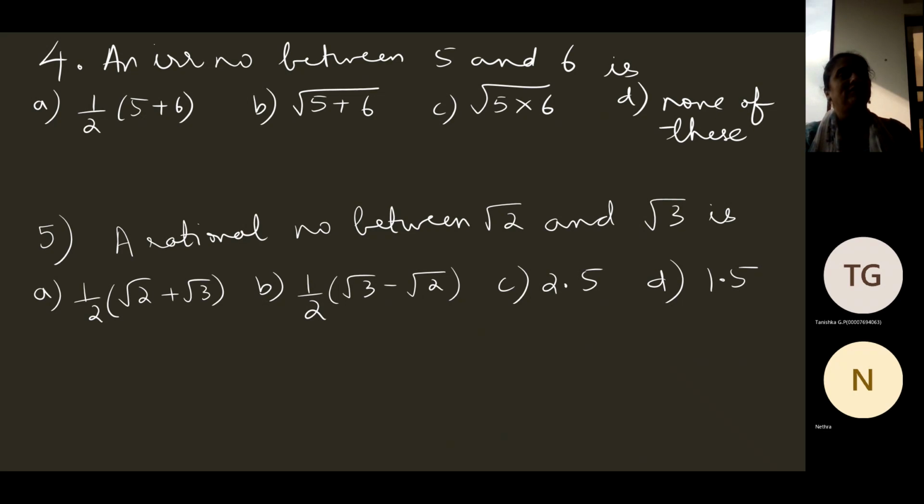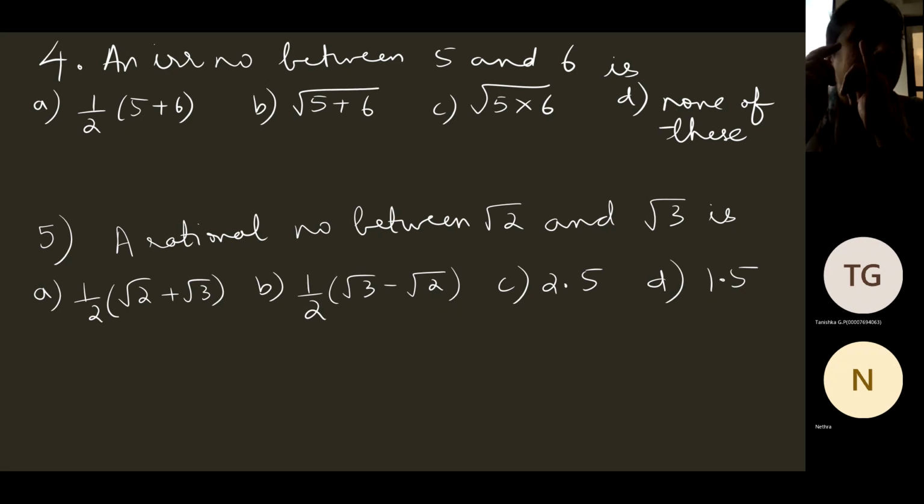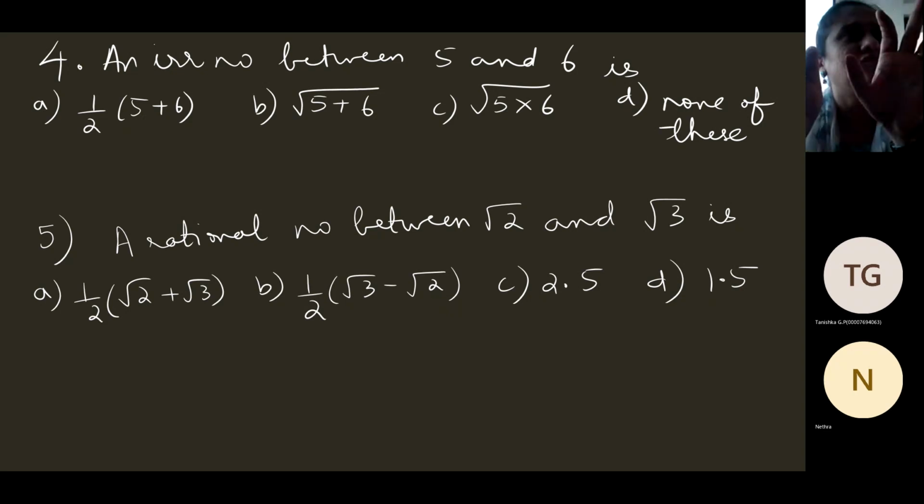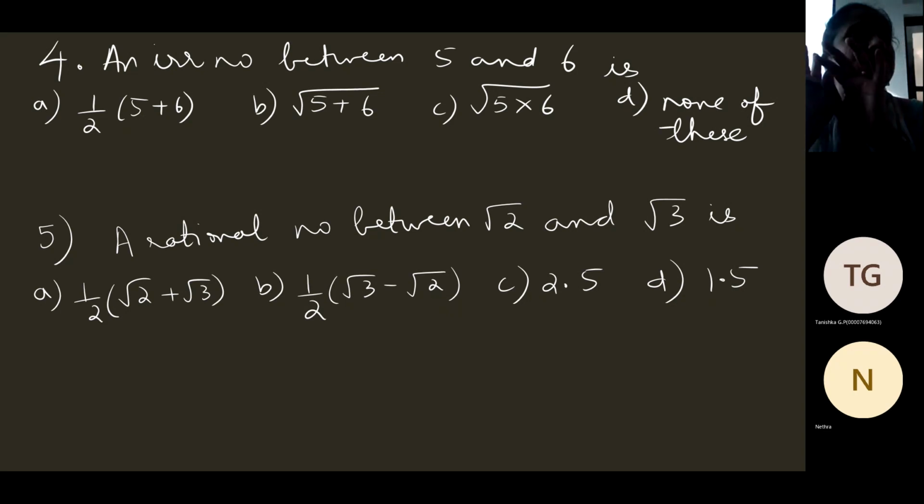In the fourth one, is option A a rational number or an irrational number? Half of 5 plus 6. Is it rational or irrational? Forget if it lies between 5 and 6. You cannot check both at the same time. One condition is it should be irrational. The other is it should lie between 5 and 6. Don't check both first. Is half of 5 plus 6 rational or irrational?